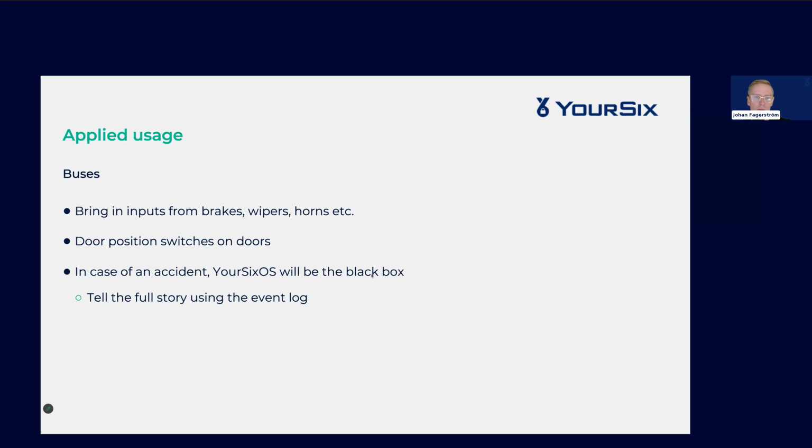Buses. Bring in inputs from brakes, wipers, horns, etc. You can install door position switches on the doors. And in case of an accident, YourSixOS will act as the black box using the event log. You can tell the full story in Hindsight that first, the brakes were engaged. Secondly, the horn was engaged. And then you see perhaps in the video cameras recording that a couple of seconds thereafter the accident happened. So that way you can prove liability and so forth.